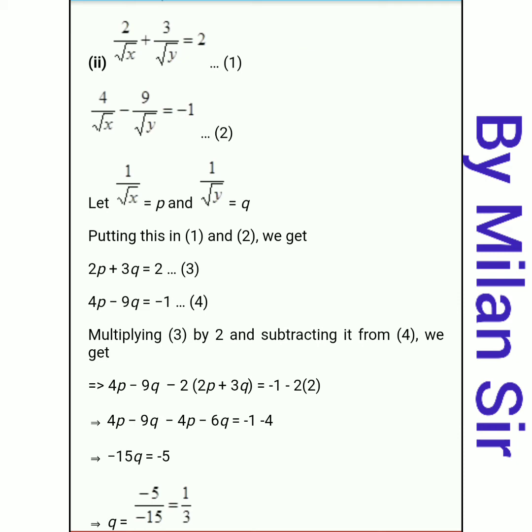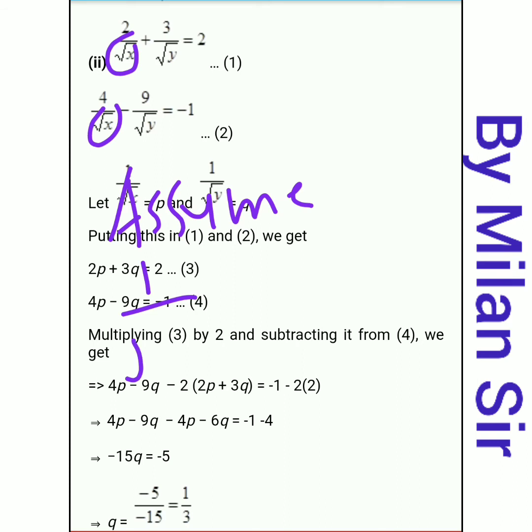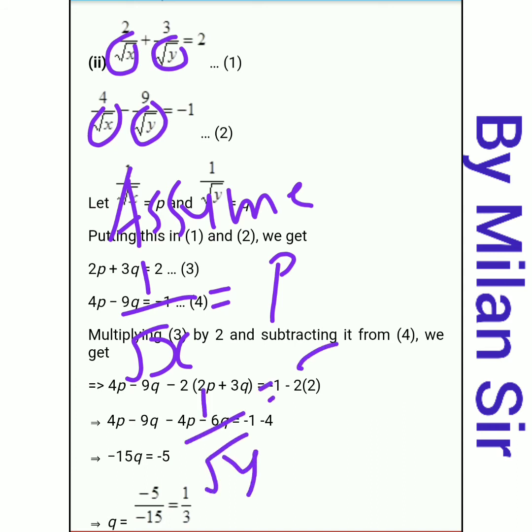Okay. So here in denominator we have under root x. So we can assume 1 upon under root x is equal to p. We can assume pq, otherwise ab, otherwise mn, whatever you want. Right? But right now I am going with this PDF. So 1 upon under root x is equal to p. Now second thing, it is under root y. So assume 1 upon under root y is equal to q. Okay. 1 upon under root x is equal to p. 1 upon under root y is equal to q.